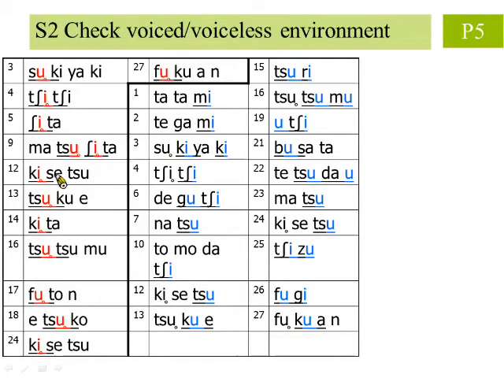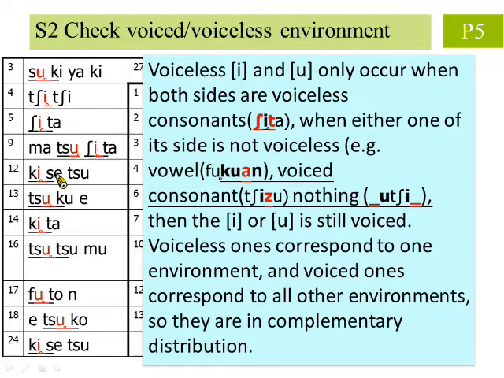After observing, we find that it is only when both neighbors are voiceless consonants that the voiceless I and U occur. In all other situations, the I and U are voiced. These situations include if on either one side there is another vowel, or if on either one side there is a voiced consonant, or if on either one side there is nothing, meaning that the I or U appear at the start or end of a word.